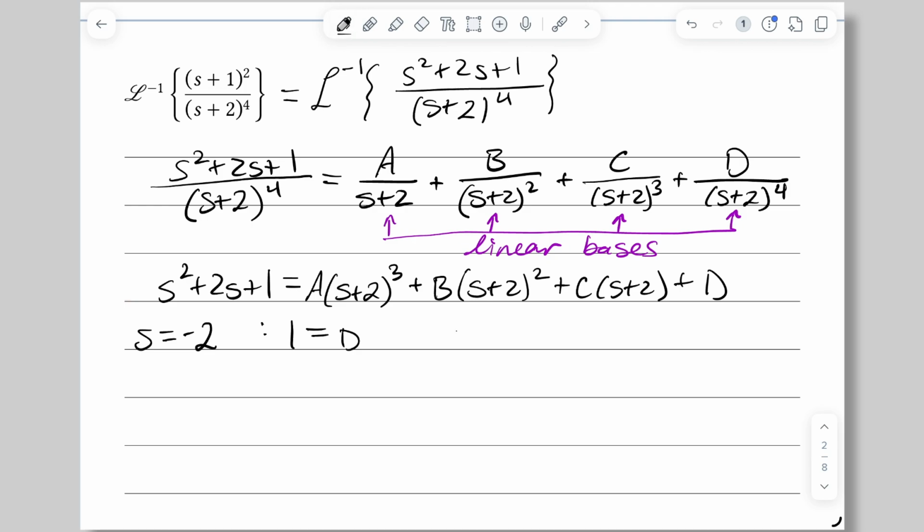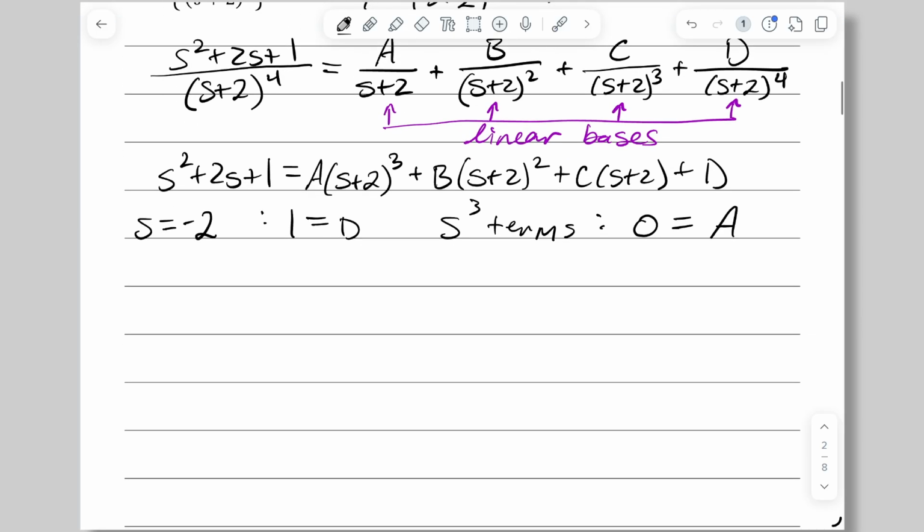And so looking at the s cubed terms, on the left we have 0, on the right we have a, and that tells us that a is equal to 0. Since a is 0 and d is 1, and we've got the constant term on the left is 1 also, we can put that information together and rewrite our equation.